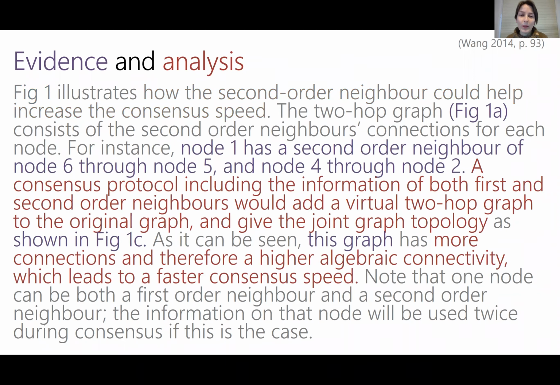Then we are following the topic sentence with evidence and analysis. So you see in purple, they've got evidence from the data that they're looking at, or evidence from the material that they're looking at, and it's talking about the figure 1. So they're really stepping us through figure 1 in quite a lot of detail. So 1A, 1B, 1C, and so on. And the analysis really shows why the second order neighbour could help to increase the consensus speed. So in red here, we see the reasons for why it helps to increase that speed.